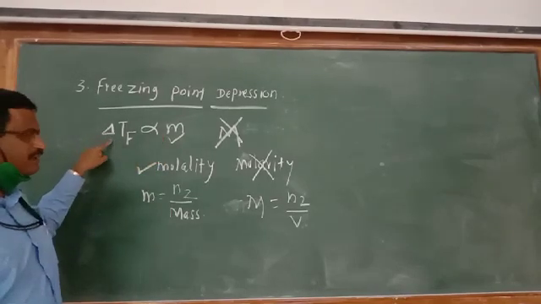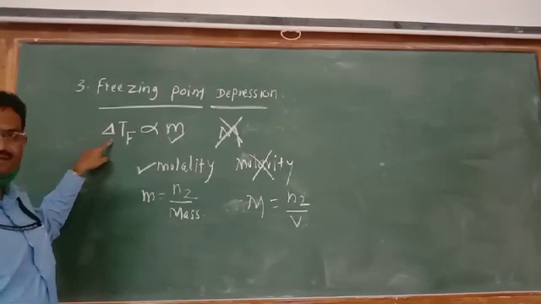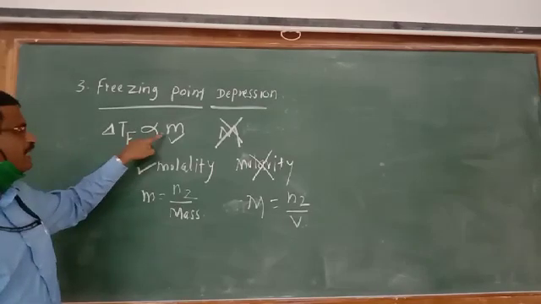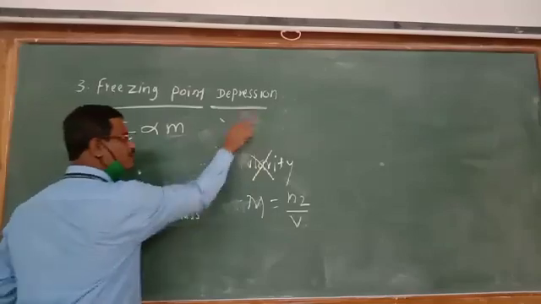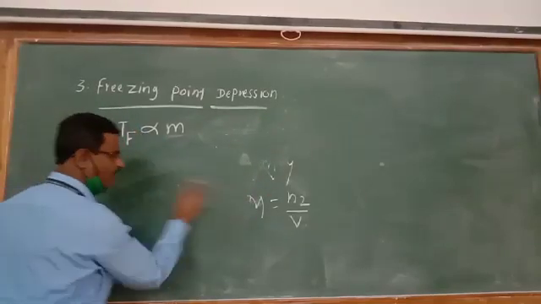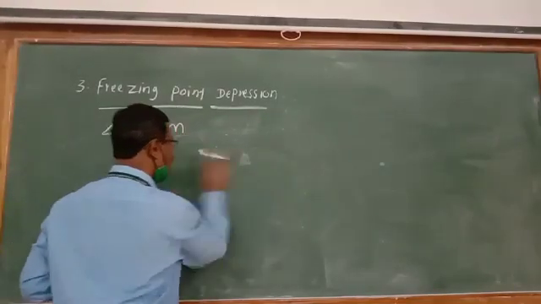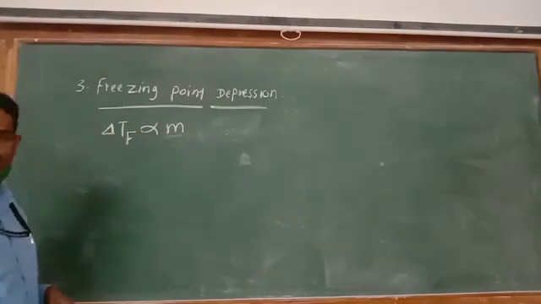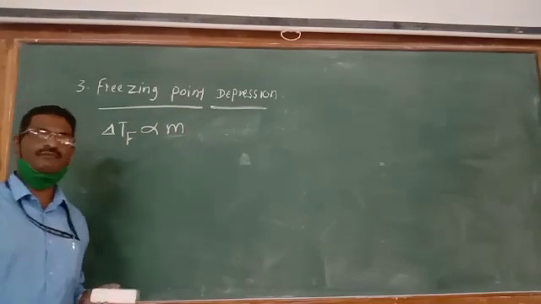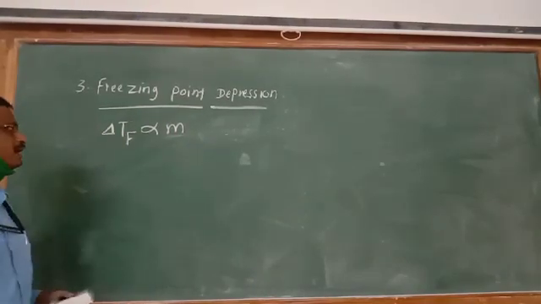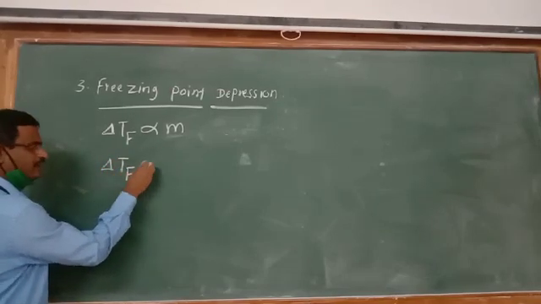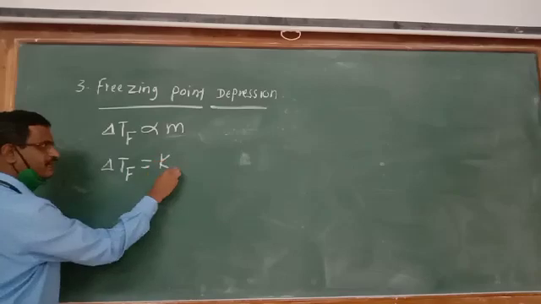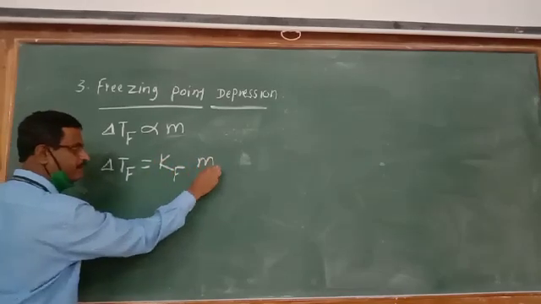Therefore, delta T, that is depression of freezing point, is directly proportional to molality. Small m is used, capital M cannot be used, and this small m is used to calculate the molar mass of solute. Let us see over here. If we take a certain proportionality constant, delta Tf is equal to Kf into m.